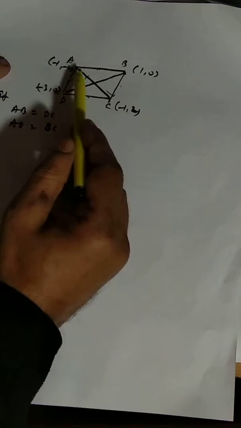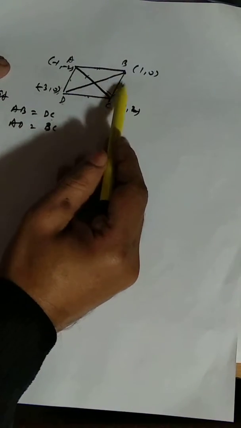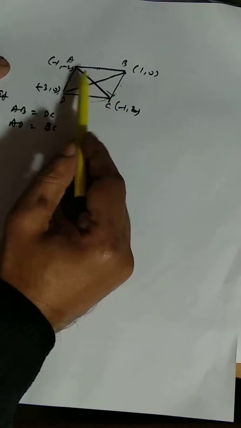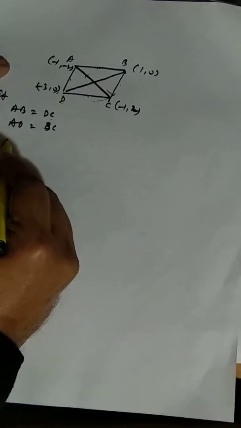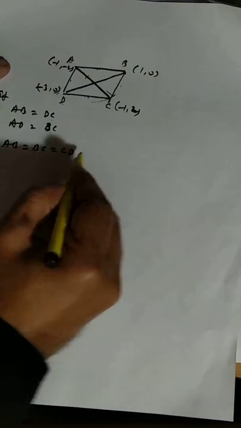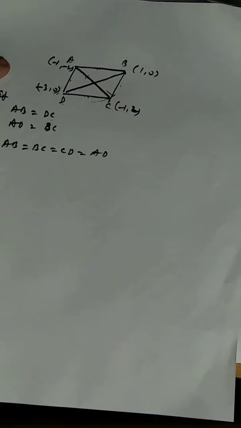Same way, if it is a square or rhombus, to prove that, we need to find all the 4 sides. For example, if AB is equal to BC is equal to CD is equal to AD, then we are sure that at least it has to be a rhombus. Because in a rhombus, 4 sides are equal, that is a sufficient condition.